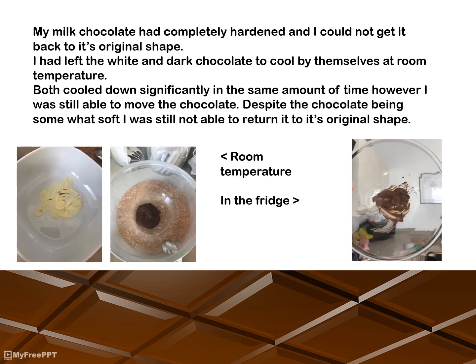So the milk chocolate had completely hardened and I couldn't get it back to its original shape. You can see it just there on the right where it says in the fridge. That was the milk chocolate. I couldn't get it back into the square. Completely gone. It completely cooled, completely hardened, back into a solid again. And it wasn't in the shape that I wanted the solid to be in, but I couldn't get it back into that shape.